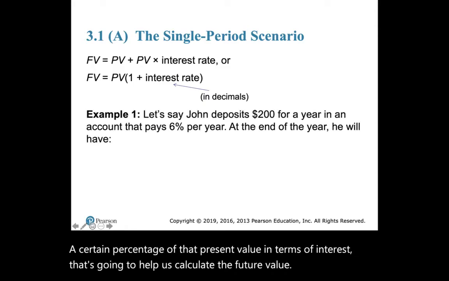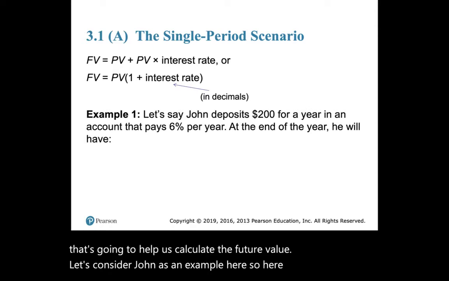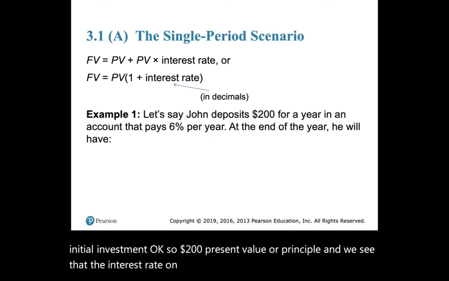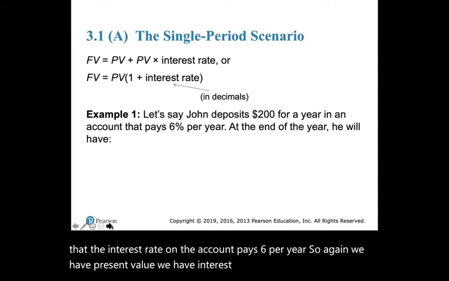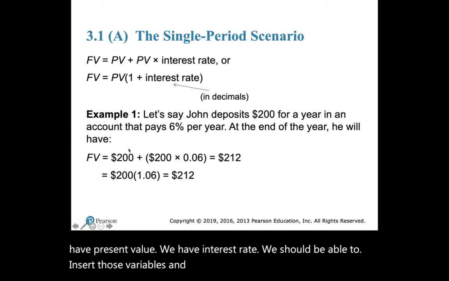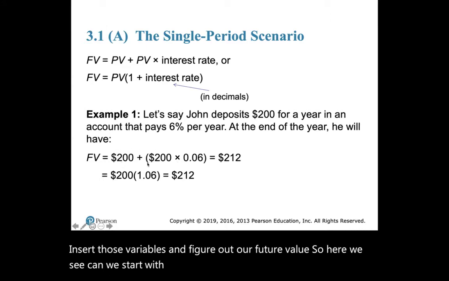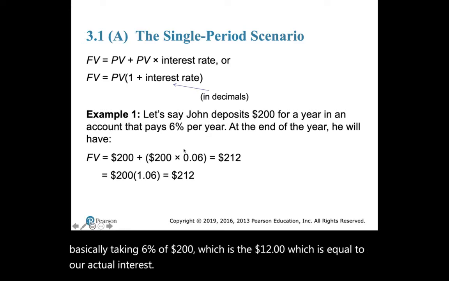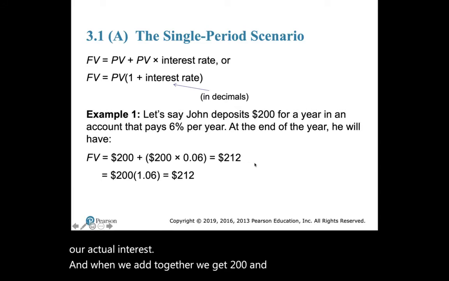Let's consider John as an example here. Here we have a $200 initial investment, so $200 present value or principal. And we see that the account pays an interest rate of 6% per year. So again, we have present value and we have interest rate. We should be able to insert those variables and figure out our future value. Here we see, again, we start with that principal, and in this case we're taking 6% of $200, which is $12, which is equal to our actual interest. When we add them together, we get $212 for our future value.